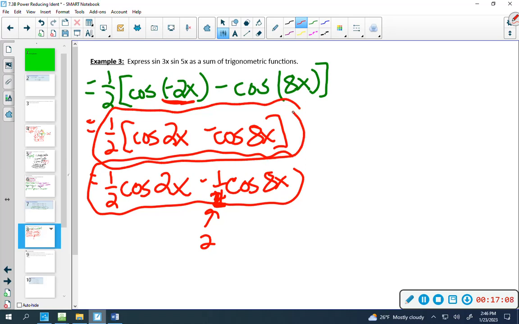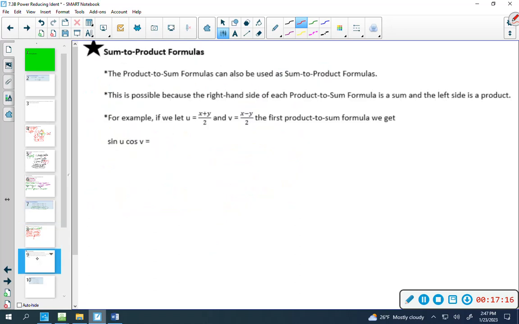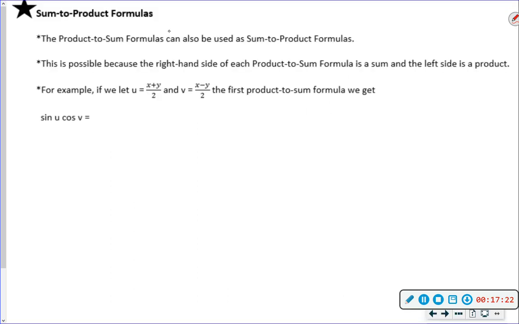Product to sum, is it? That wasn't too bad. Nobody's loving it. I can sense it. Nobody's loving this? Okay. All right. Good talk, everybody. We're on the last page already. Time's flying by. Is it not?